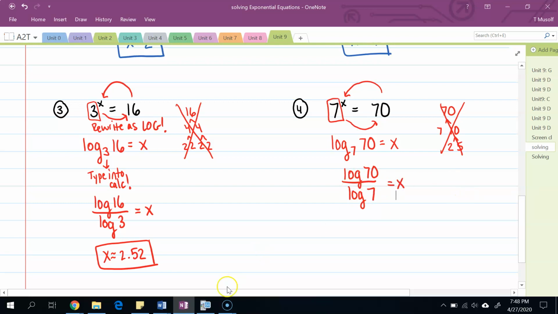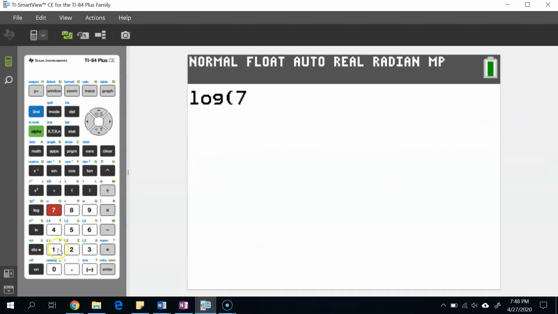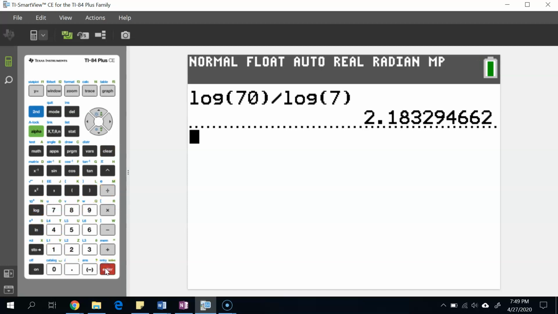All right, so we'll type that into our calculator. Log 70, remember to close those parentheses, divided by log 7. And there's our answer, 2.18.